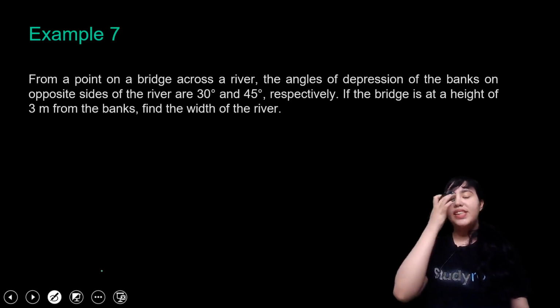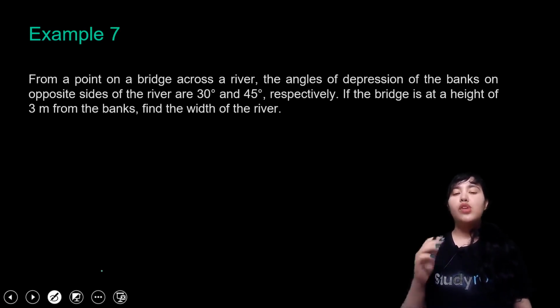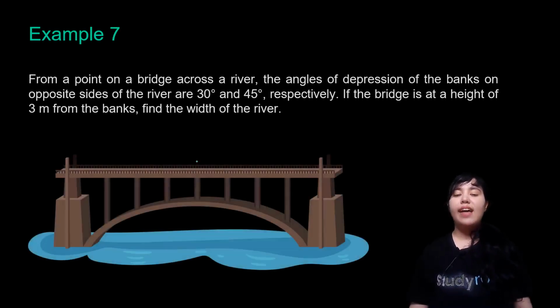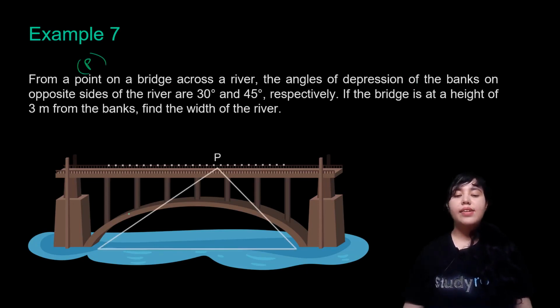So then we have example 7, the last example in this chapter. So from a point on the bridge across a river. So we are having this bridge across a river, and we take a point on this bridge. Let's say the point is point P. The angle of depression of the banks on opposite sides of the river. So we are having these banks, this is one bank, this is another bank on the opposite sides of the river, and we're looking at the angles of depression. So here the angle of depression is 30 degree and here we have it as 45 degree. And the height of the bridge is 3 meters from the bank. So the height is 3 meters.